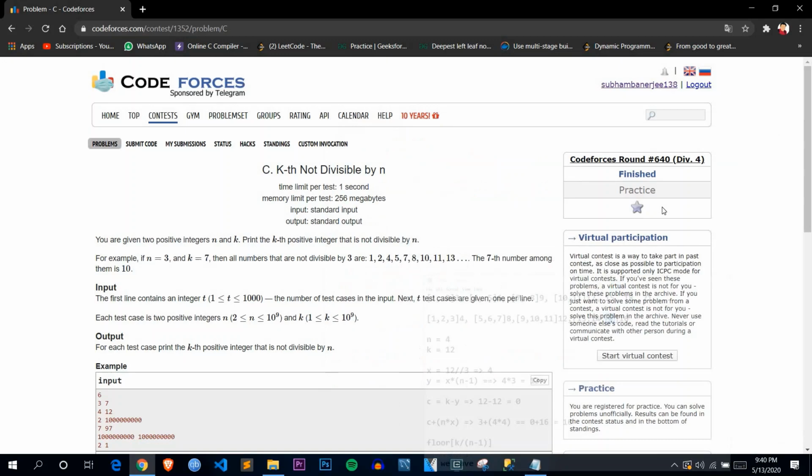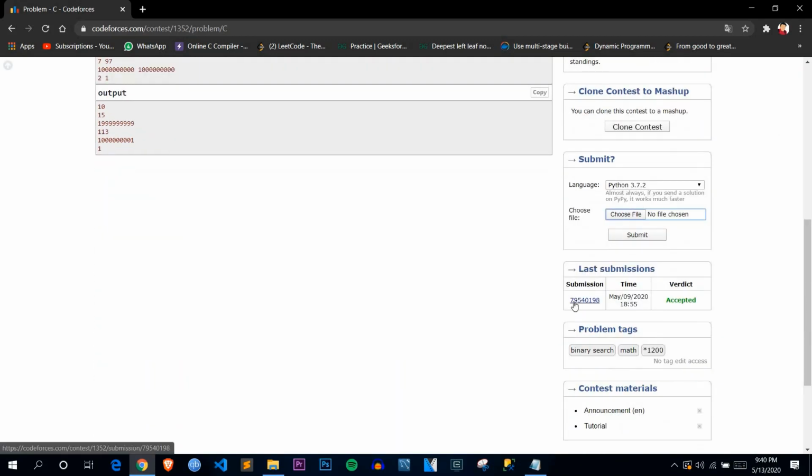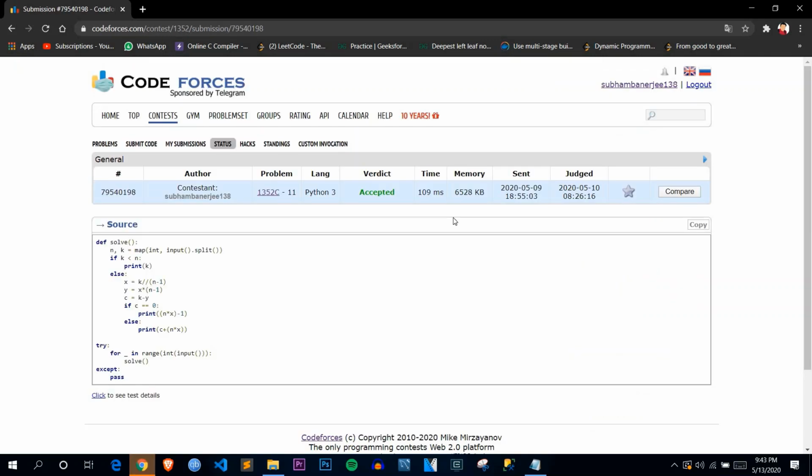So let's go through how the code looks. I have submitted it, so let's go through my submission. Here you can also see that in the problem tags, they are saying binary search and math. I have also said that binary search can be done, but that would be a bit slower than our solution. Okay, let it load first. So it is loaded now.